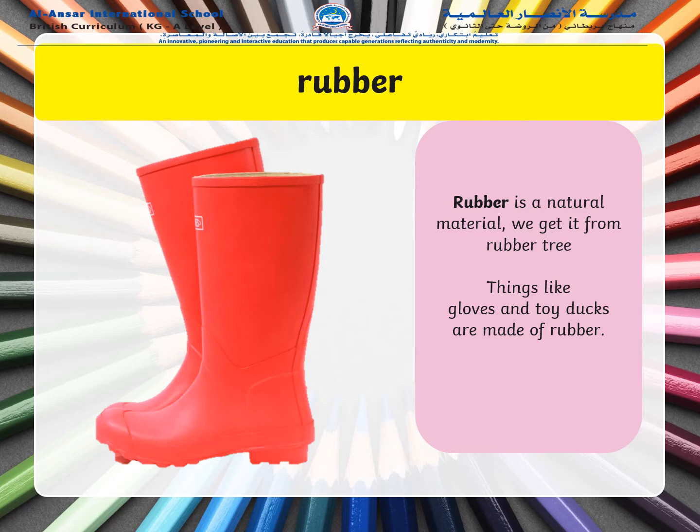Now, here I have for you rubber. Learners, rubber is a natural material. We get it from the rubber tree. Things like gloves and toy ducks are made of rubber. Can you name any object that's made of rubber? There are lots of things we studied about rubber. Rubber is also one of the waterproof materials. Look at the picture here. When do we use these boots? Yes, you're right. We use them during rainy weather.